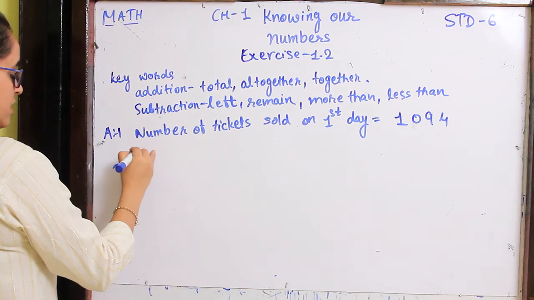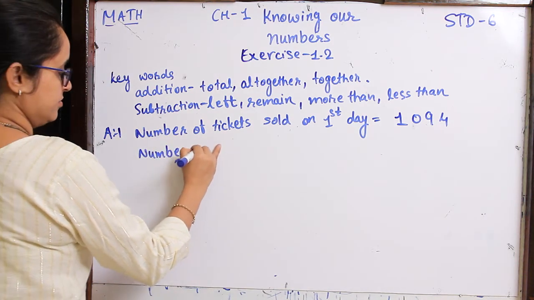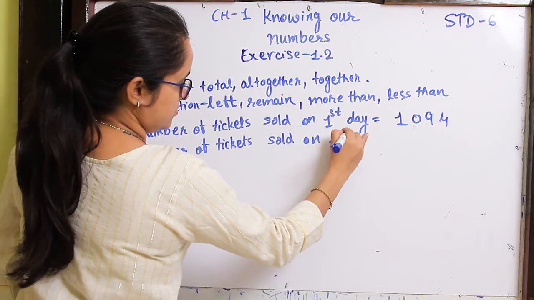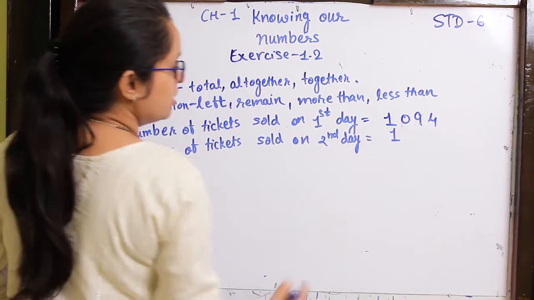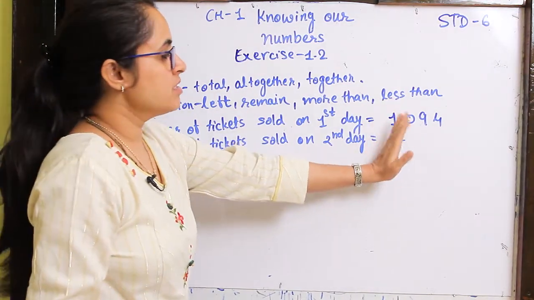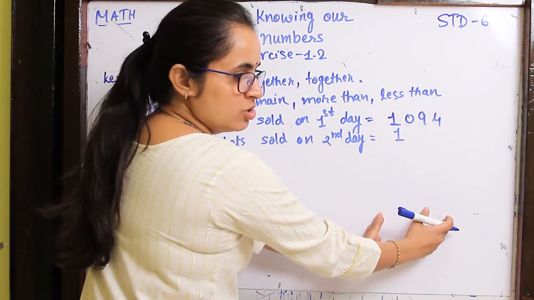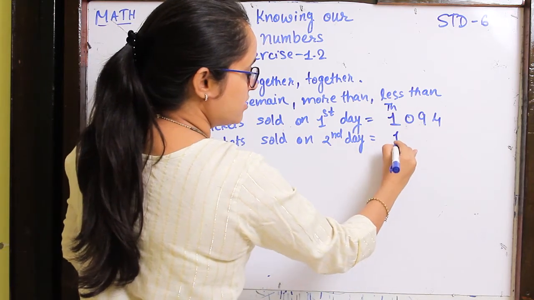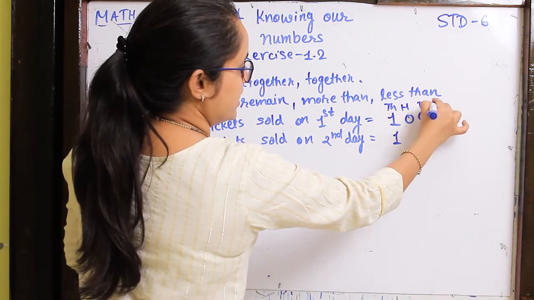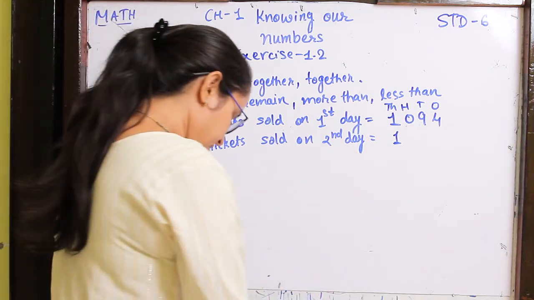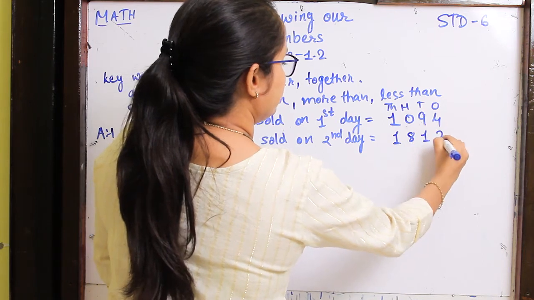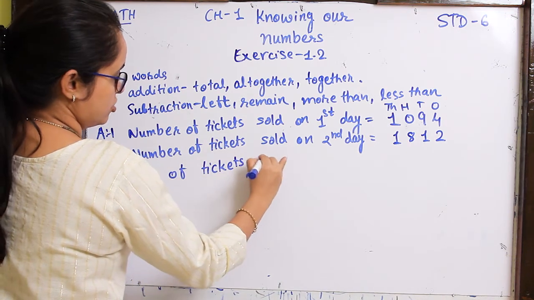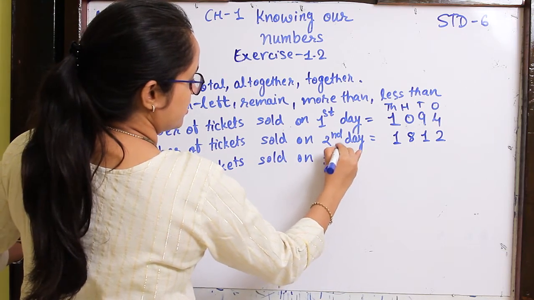I will directly write the answer. Whenever you are writing a statement, see, this is tickets. Tickets cannot be measured by length, gram, kilogram, liter or milliliter. It must be measured only with a number. So number of tickets sold on first day is 1094. So you have to write 1094.